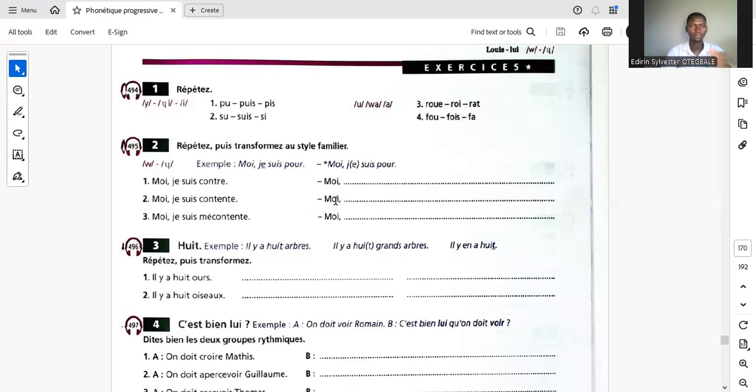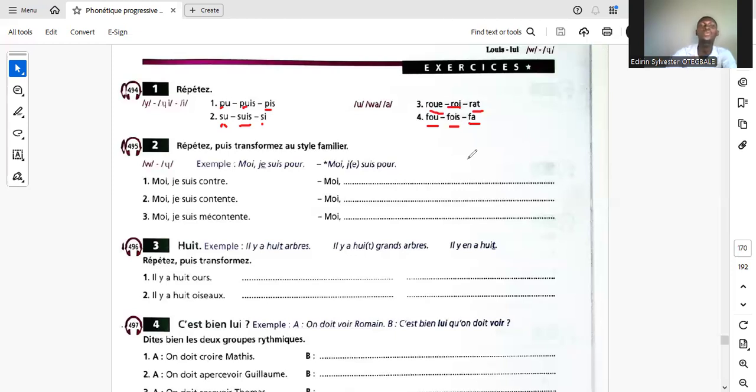Leçon 45. Louis, lui. Louis, Louis. Exercice 1. Okay, now begin. 1, Pew, I. puis, pi, 2, Su, su, suis, suis, si. si, 3, Roux, roux, roi, roi, rat. rat, 4, Ou, ou, oie, wa, pas. pa.